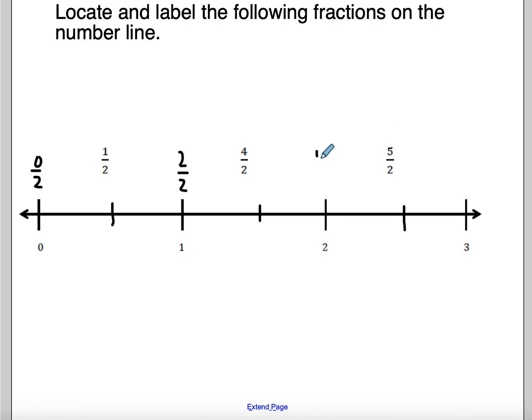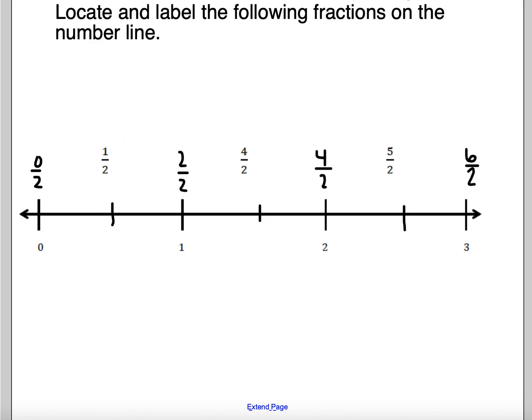Double that would be 4 halves. Right? Because 2 is double 1. And then triple that for 3 wholes would be 6 halves. 6 divided by 2 is 3. 4 divided by 2 is 2. 2 divided by 2 is 1. And 0 divided by 2 is 0. So we're good to go. Now, we're ready to label these fractions.